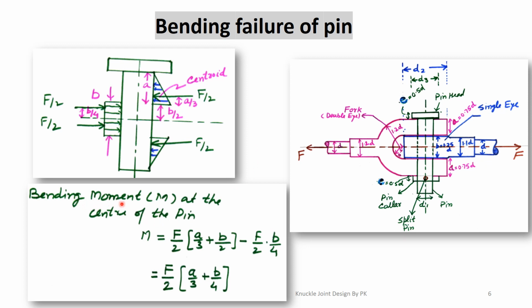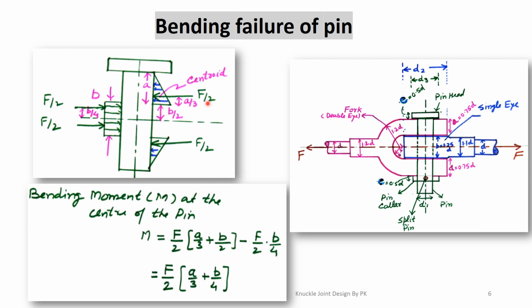So the bending moment M at the center of the pin should be equal to F by 2 into A by 3 plus B by 2. This is the moment of this triangular distributed force. This force is F by 2, and we multiply this force with distance. So total distance about this centroidal axis is A by 3 plus B by 2.